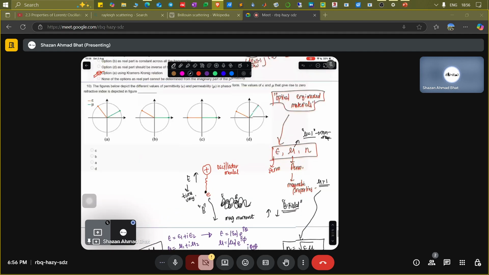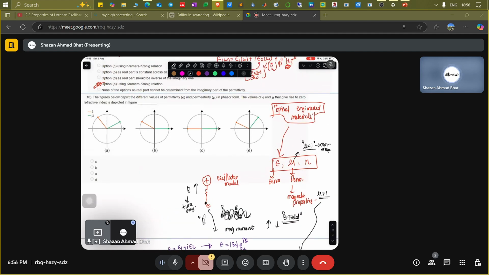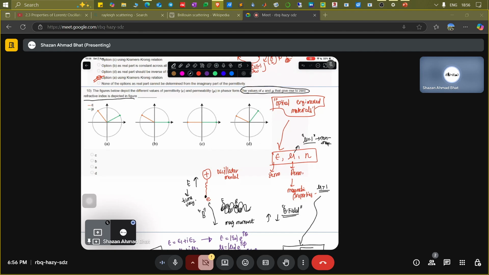What is the question here saying? The question is saying that the value that will give rise to a 0 refractive index is if mu is 1 and epsilon is basically minus epsilon 1. This is basically negative epsilon materials. So the answer of this question is part C.